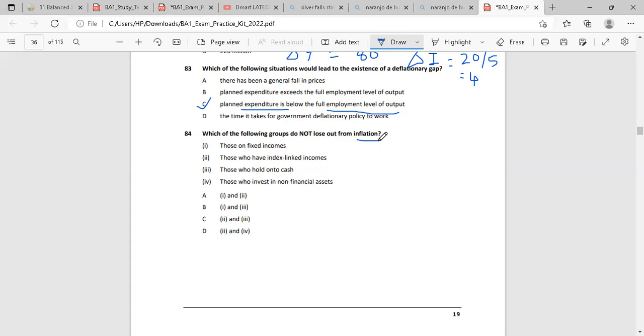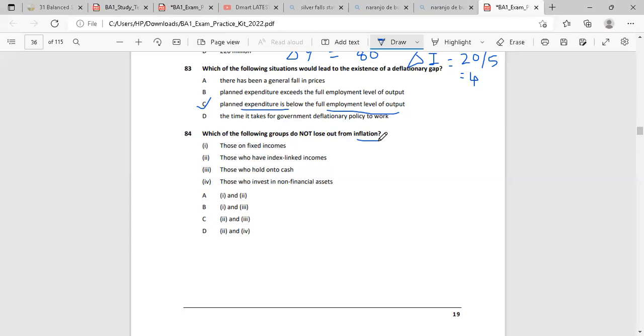Those who invest in non-financial assets, so how do we explain non-financial assets? Financial assets are in the form of cash in hand, cash at bank, and any kind of liquid assets. See, they do not basically increase with the rise in prices, but when they invest in non-financial assets like property, plant, equipment, they increase when the prices rise.